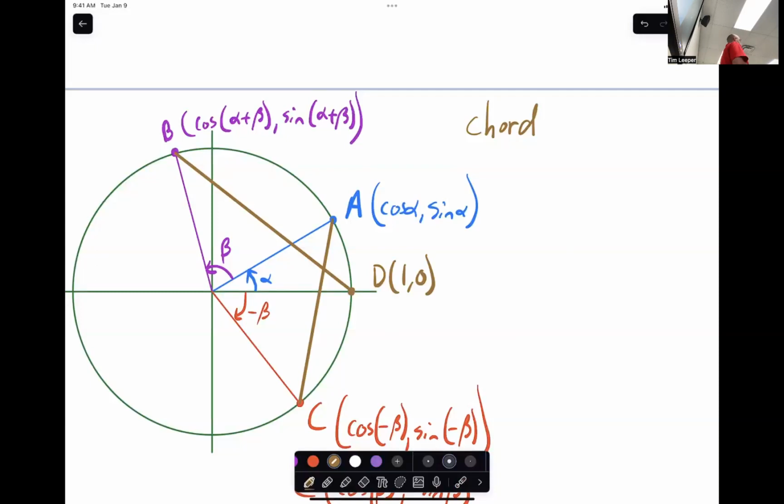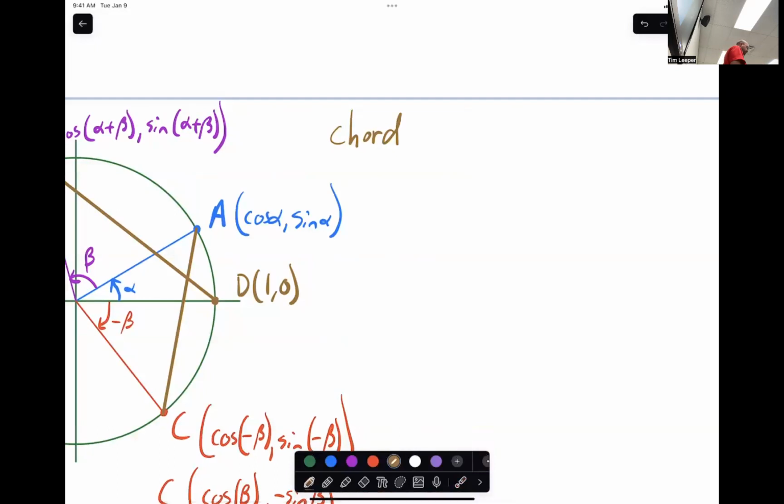Now, chords are any line segments that begin and end on the circle itself, but do not go through the center of the circle. In this case, the origin. Notice that these lines start and end on the unit circle, but they don't go through the origin. So that's why they're chords. The first one that I wrote down is the line segment BD. And the second one that I wrote down was the line segment AC.